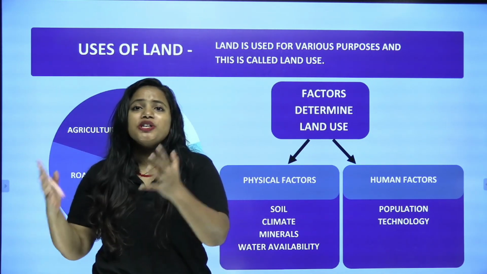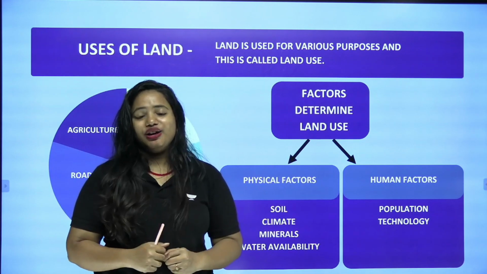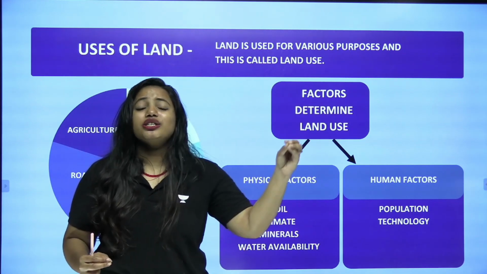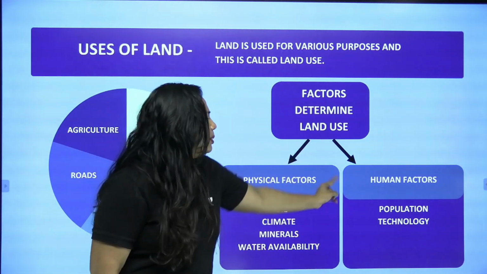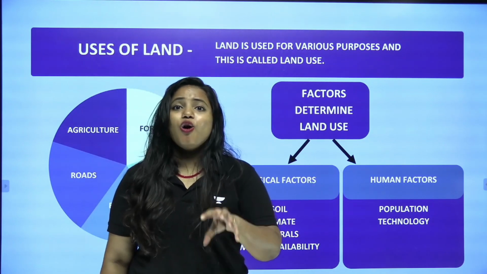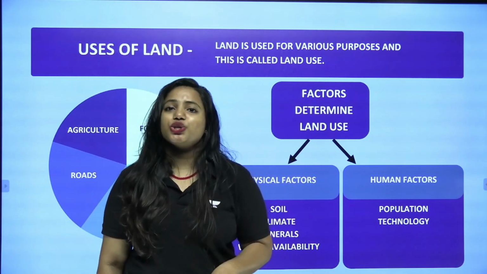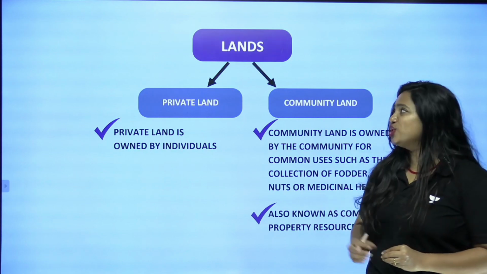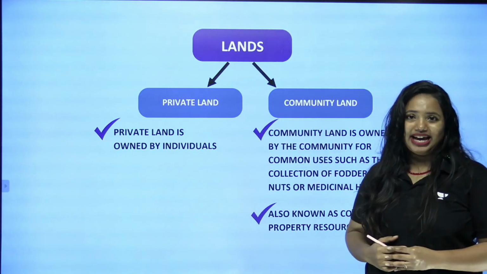Because the crops have to grow really well, for that, these conditions have to be met. But what about human factors? Population, technology, all of these have to be considered too. Now we are going to talk about the different category of lands.